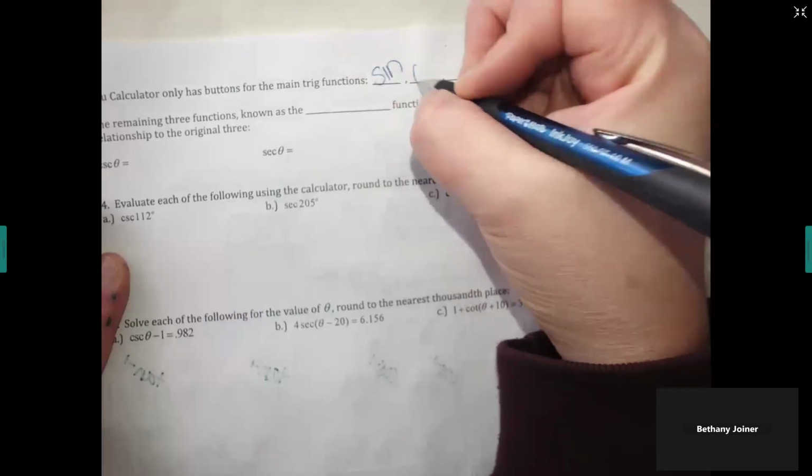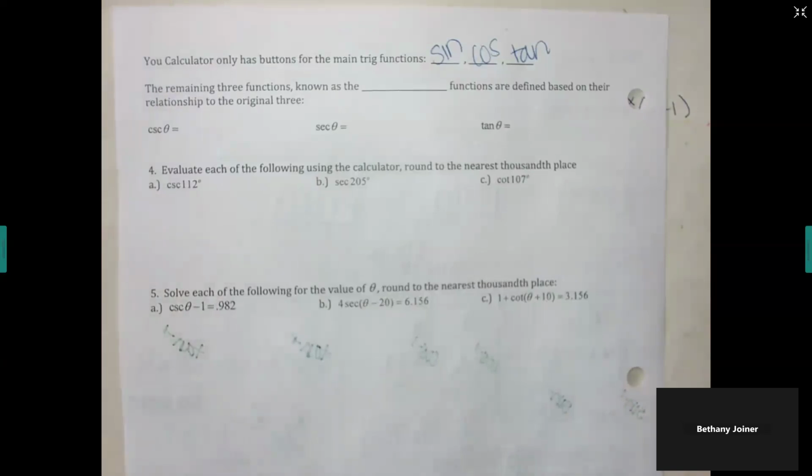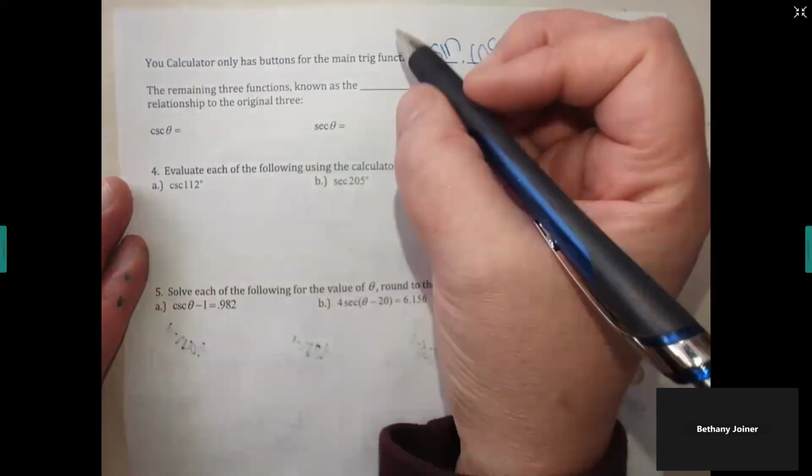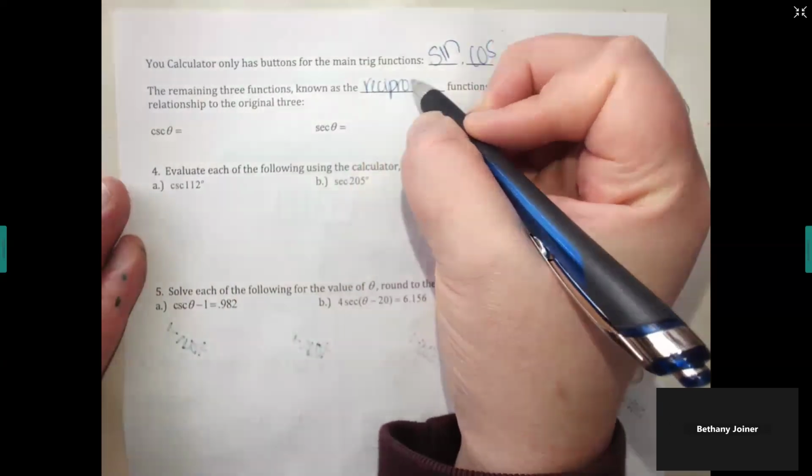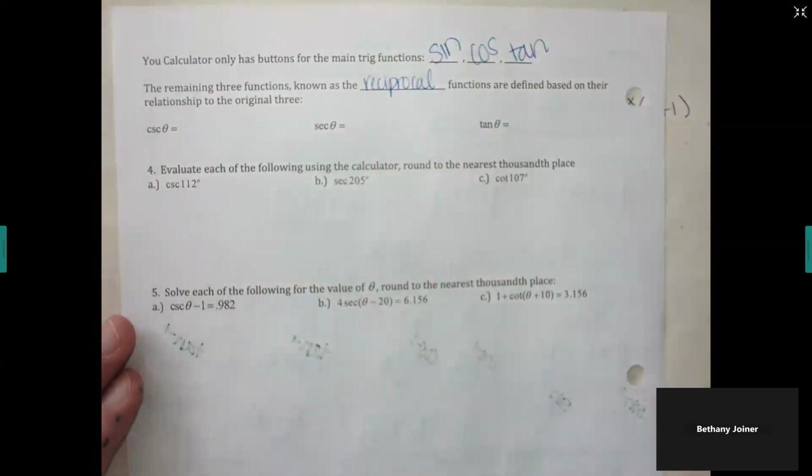Okay, so remember, you had a total of how many trig functions? There was sine, cosine, and tangent, and then how many more? There were 3 more, right? The 3 flips. So your calculator only has buttons for the 3 main ones, the sine, cosine, and tangent. But like I said, there are actually 6, which means you only have buttons for the first 3. So the remaining 3 functions, known as the reciprocal functions, are going to be solved based on their relationship to their original partner.